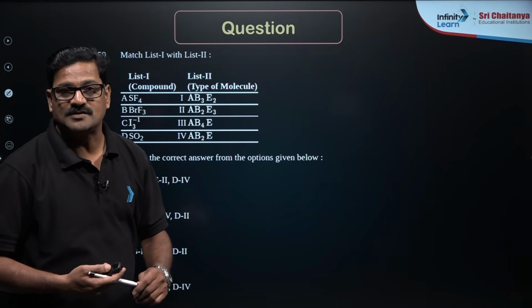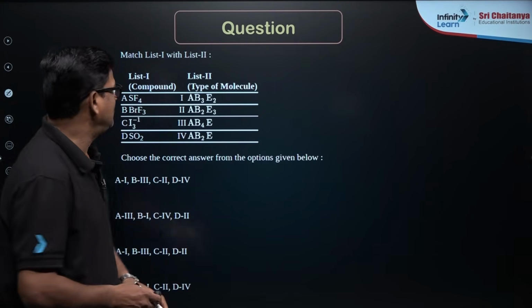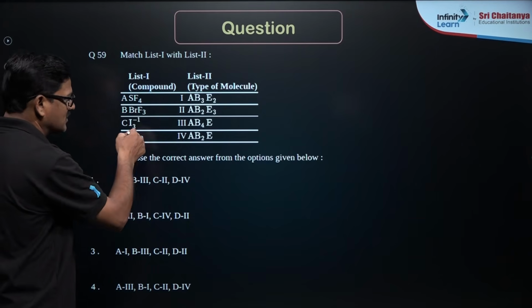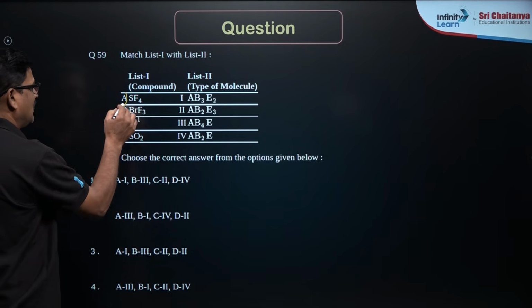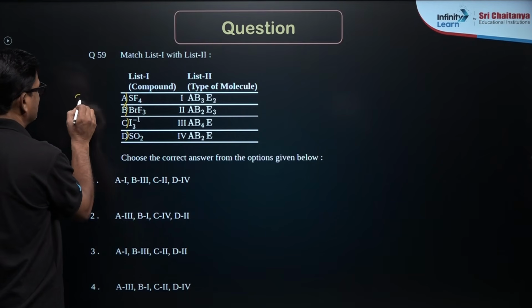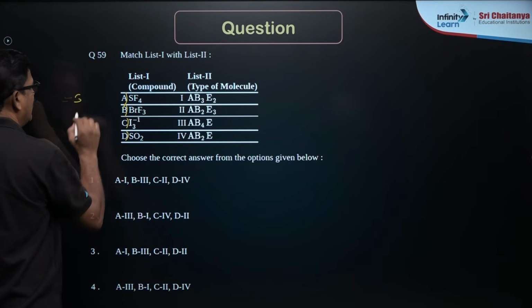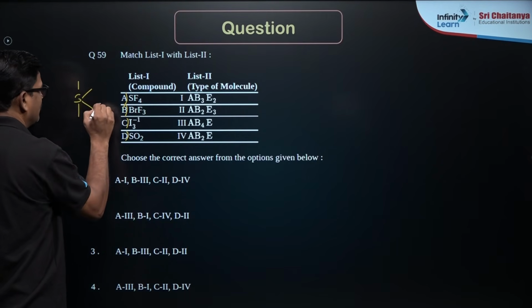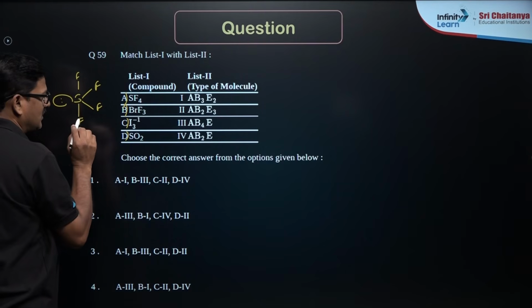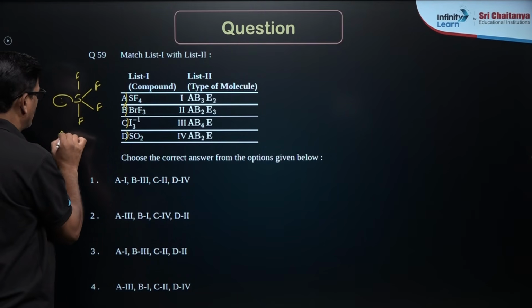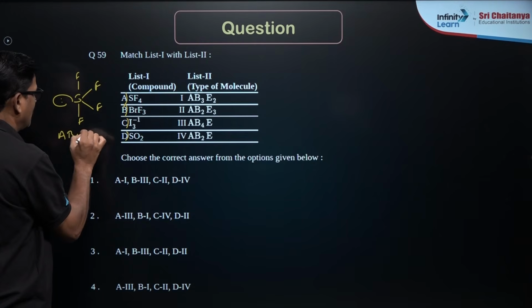Students, this is about VSEPR theory. The compounds are given, the type of molecule is given. So A, B, C, D are given. SF4, it is going to be fluorine and fluorine and fluorine and fluorine. So it is AB4E type.